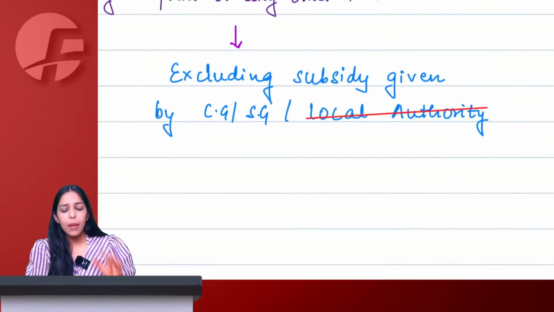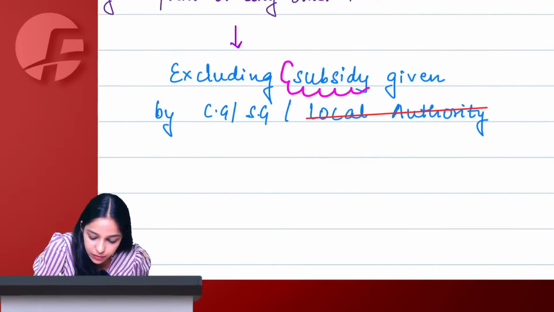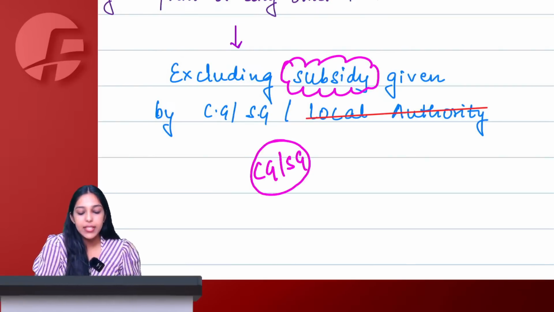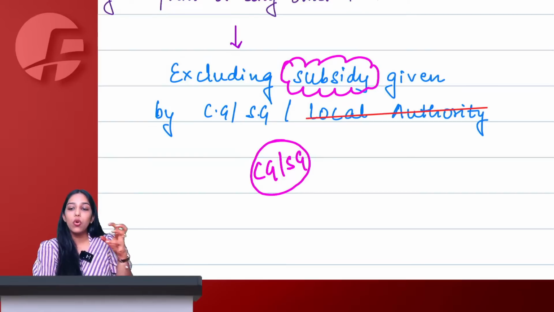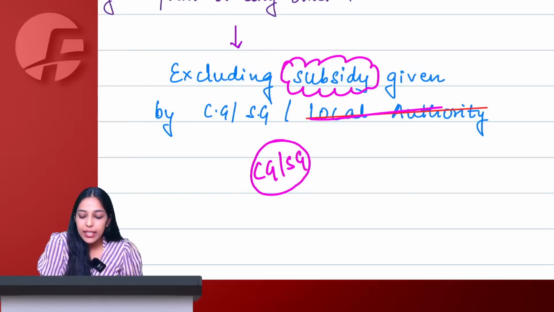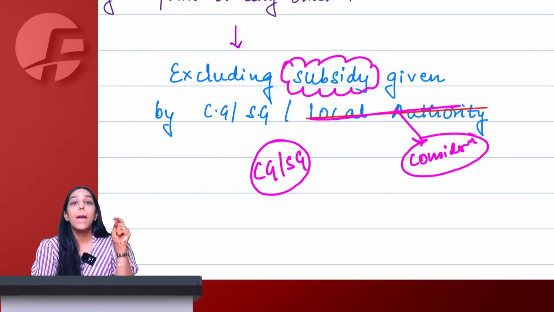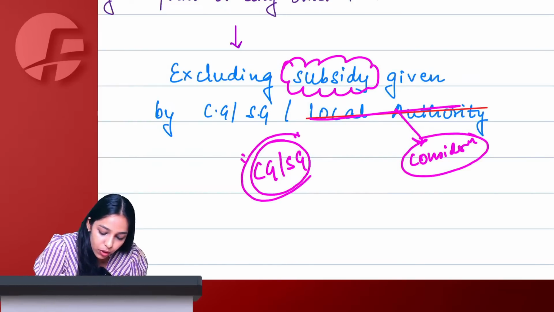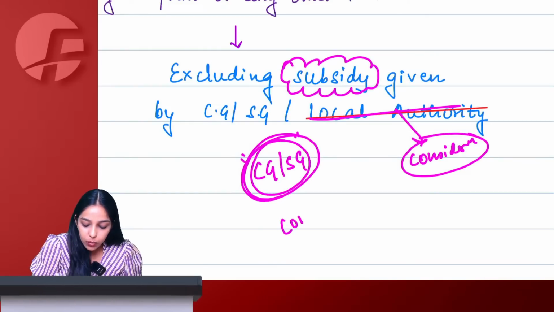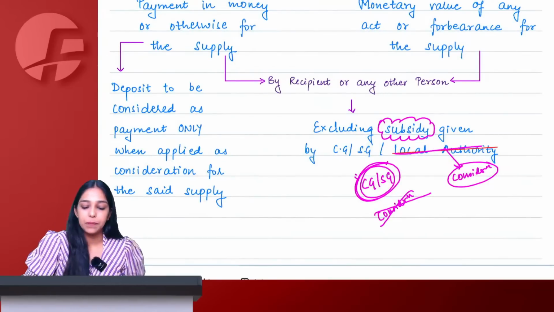Right. But if you are receiving any subsidy from government, central government or state government, or from a local authority, then this is known as consideration. But anything that you are receiving from central government or state government in nature of subsidy or incentive will never be considered as consideration under GST.